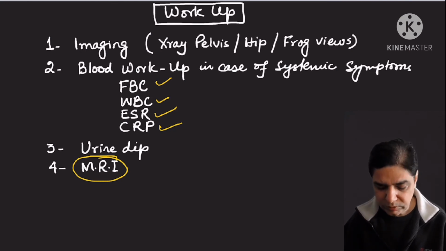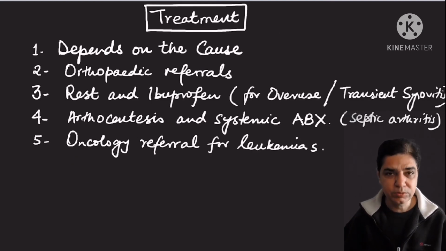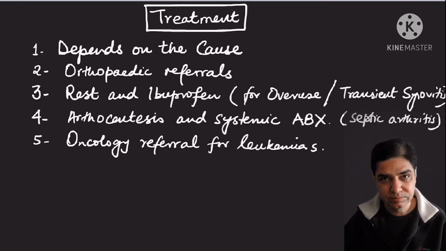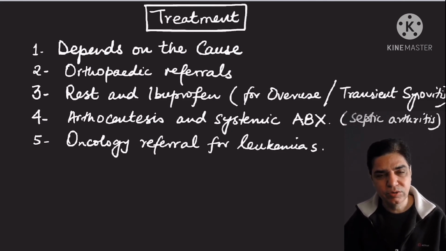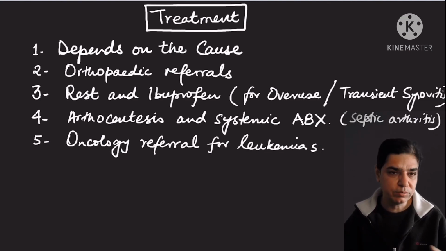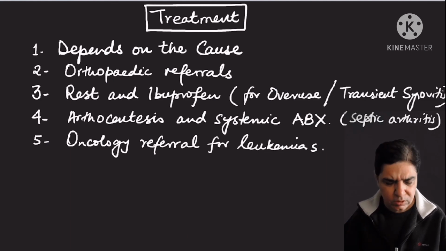So once you have reached a diagnosis, what are the treatment options? Again, treatment depends on the cause. If it's obviously a traumatic injury, or if there is a fracture, you need to put them in a back slab or in a cast, give them some painkillers, refer them to the fracture clinic, or just simply advise rest if it's a soft tissue injury.